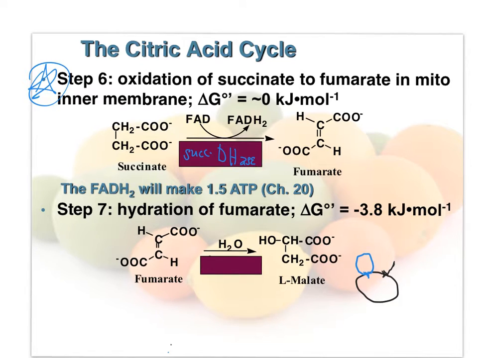And another important thing to point out is this is all in the mitochondrial inner membrane. And so the electron transport chain occurs there, and this is the only part of the electron transport chain that kind of sticks out into the mitochondrial matrix. Because the citric acid cycle takes place in the mitochondrial matrix, but there's a portion of complex 2 that sticks out, and that's where the FADH2 is made.